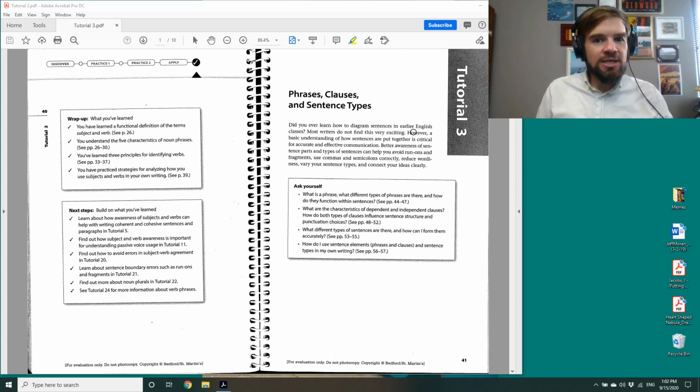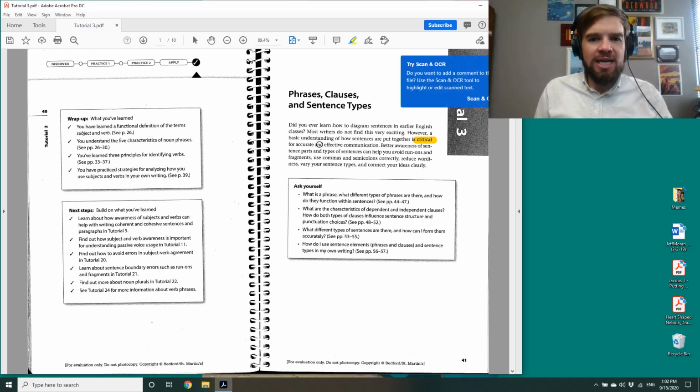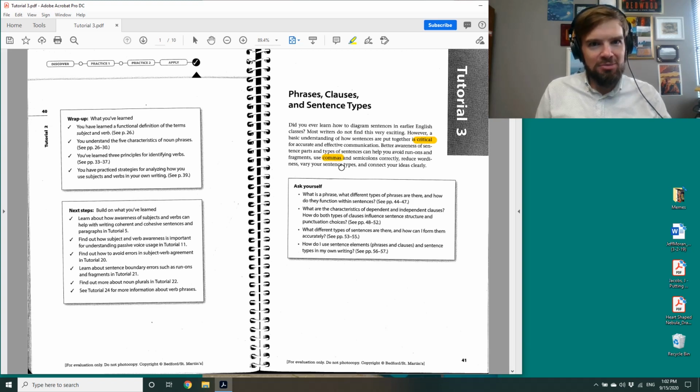However, a basic understanding of how sentences are put together is critical, means very important, for accurate and effective communication. Better awareness of sentence parts and types of sentences can help you avoid run-ons and fragments, use commas and semicolons correctly, reduce wordiness, vary, that just means change, your sentence types, and connect your ideas clearly.